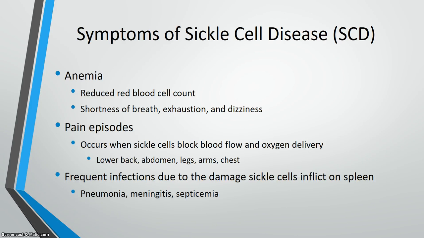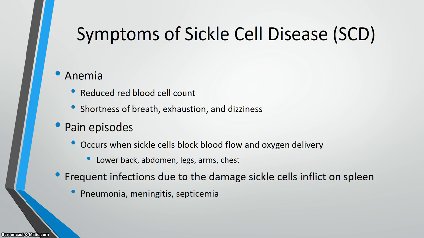So one of the symptoms of sickle cell disease is anemia, and basically this is when the overall red blood cell count is lower than normal. Now, this occurs because sickle cells tend to last about 10 to 20 days, while healthy red blood cells last about 90 to 120 days. The body does produce red blood cells, but it isn't able to keep up with the rate at which the sickle cells are dying. Now, some of the symptoms of just anemia is basically shortness of breath, exhaustion, and dizziness.